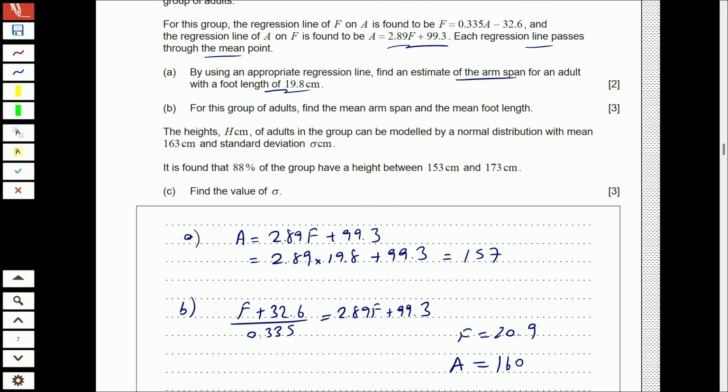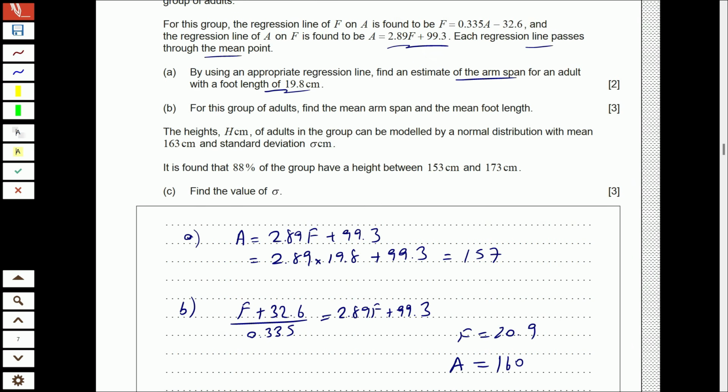The last question. The height of adults in the group can be modeled by a normal distribution with mean 163 and standard deviation sigma centimeters. It's found that 88% of the group have a height between 153 and 173. Find the value of sigma.